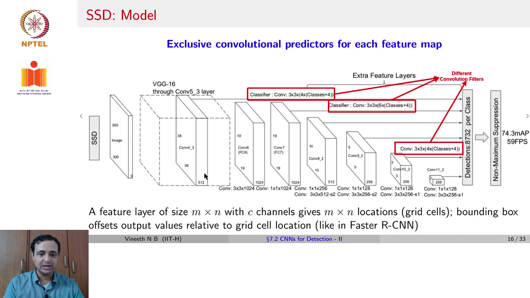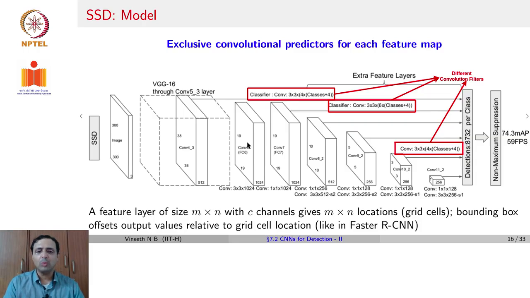So this initial layer here goes through a 3x3x4 into (classes plus 4). That's the number of outputs that it has. That's the size of the convolutional filters that you have, rather, which gives the corresponding output in the output layer, and so on and so forth for each of these intermediate convolutional layers.